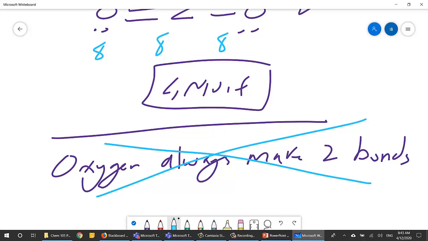There is no rule that says oxygen makes 2 bonds and nitrogen makes 3 bonds and so on. The rule is the octet rule, okay? And the formal charges. I'm just going to explain soon.